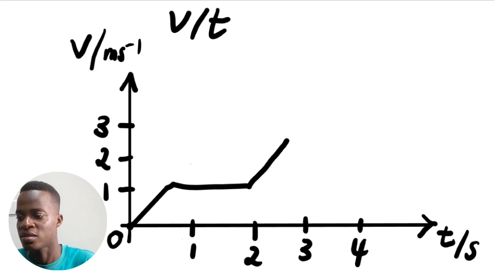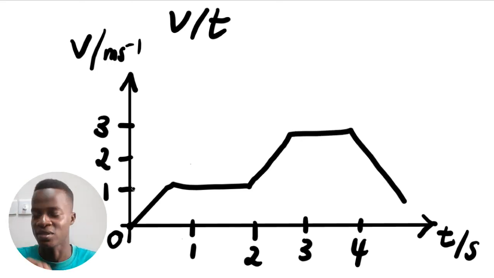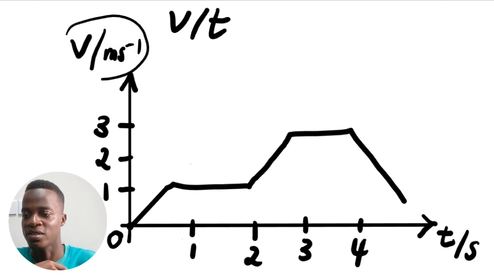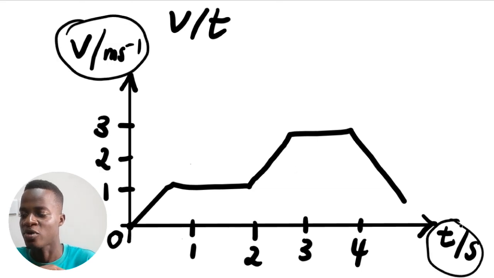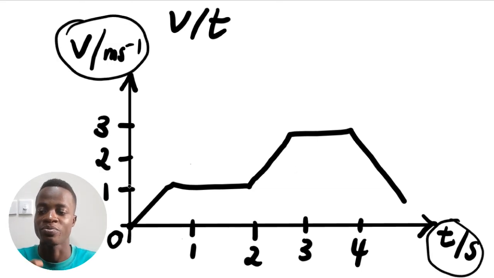Then go like this, come like this. So this is an example of a velocity time graph, right? So we are doing velocity against time. We are not going to go deep into it. We're just going to basically introduce ourselves to some of the things. Then we'll do a lot of calculations on them as time goes on.